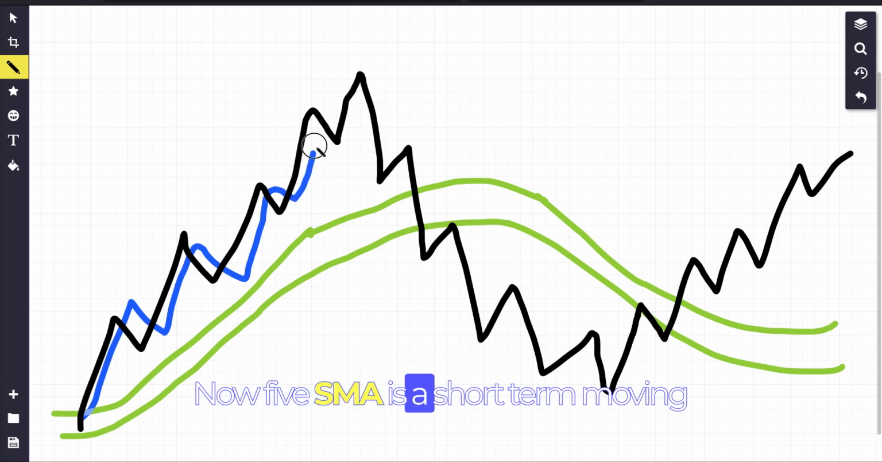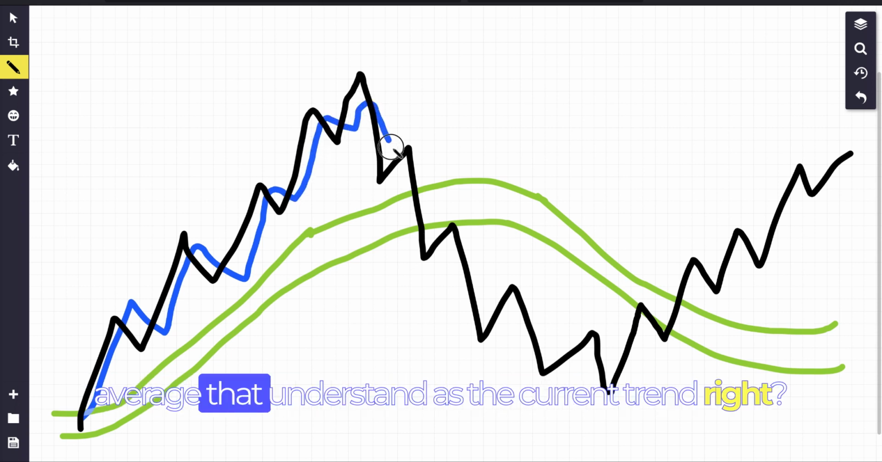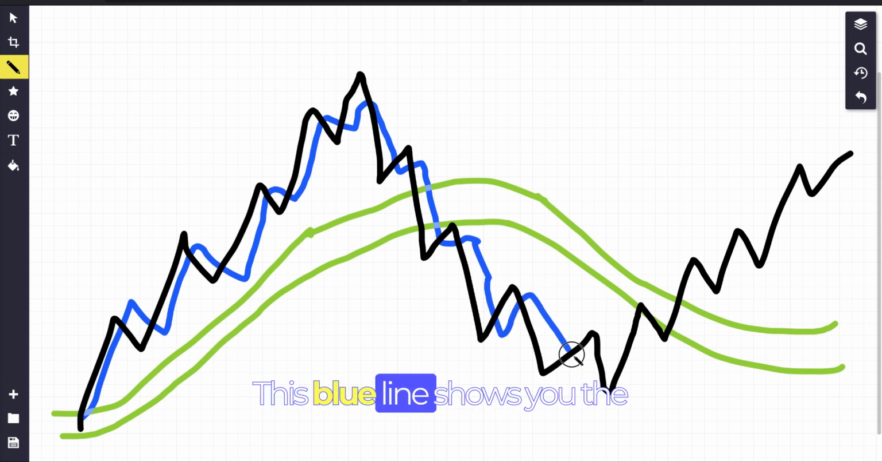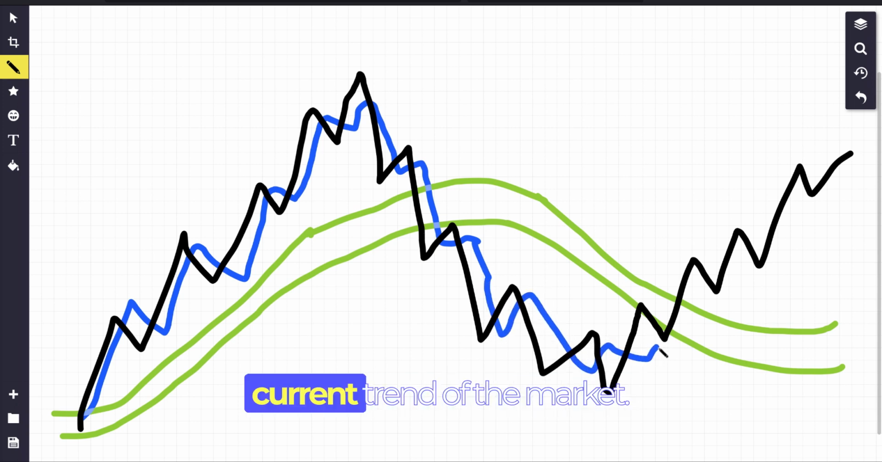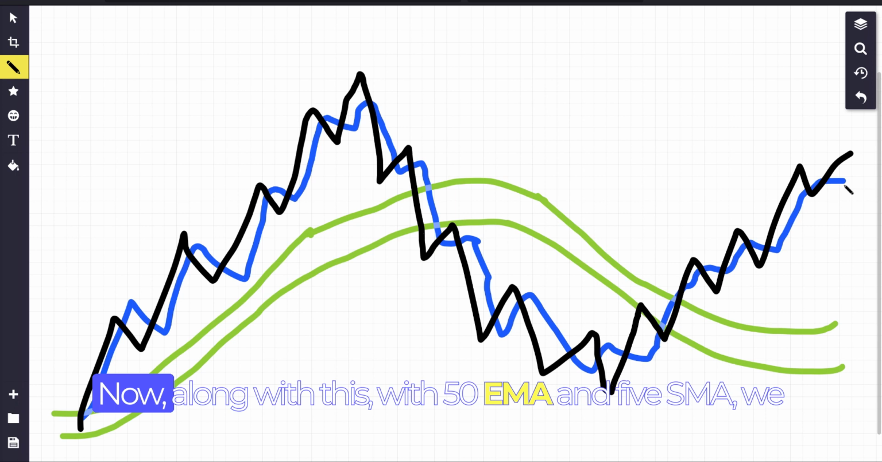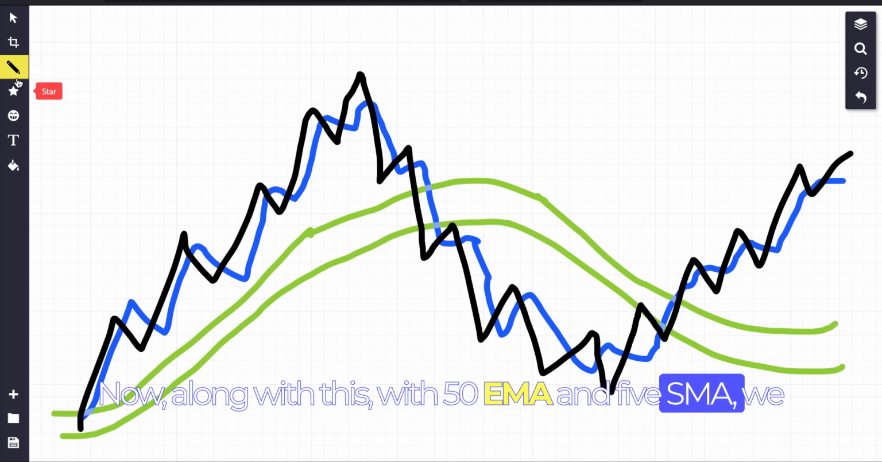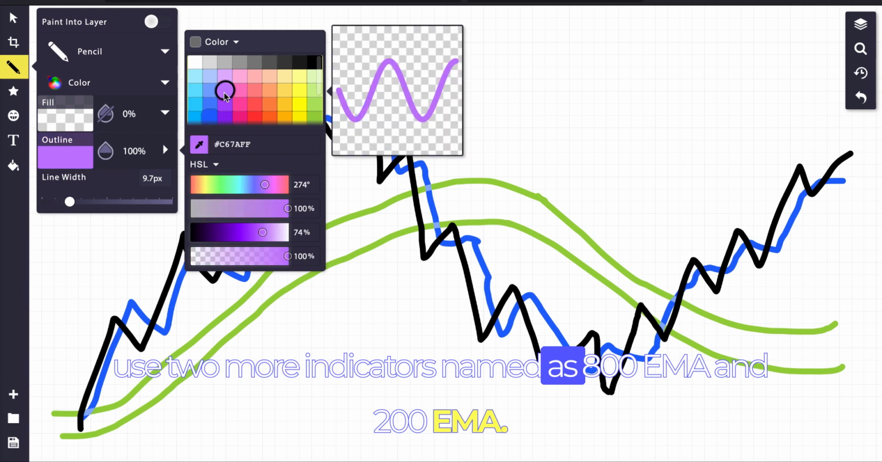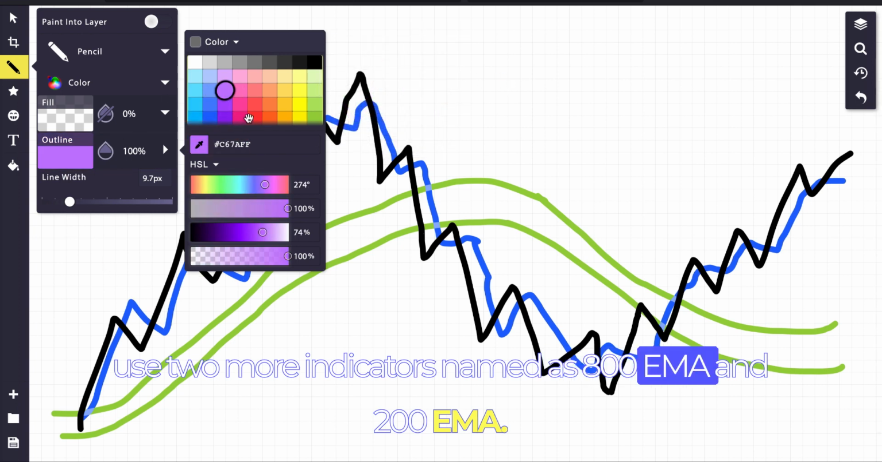Now 5 SMA is a short-term moving average that shows the current trend. Right? This blue line shows you the current trend of the market. Now along with the 50 EMA and 5 SMA, we use two more indicators named 800 EMA and 200 EMA.